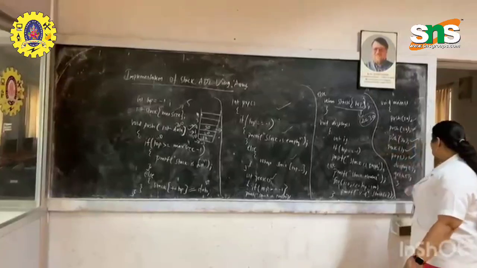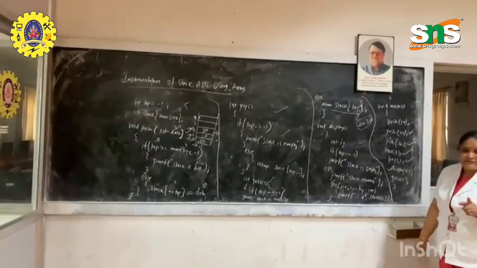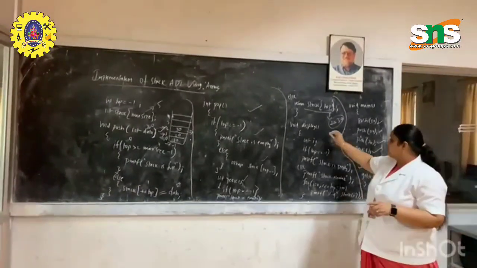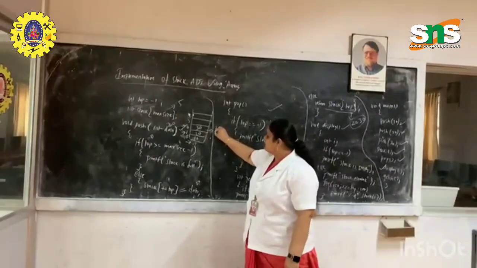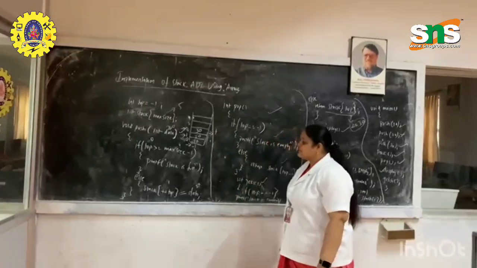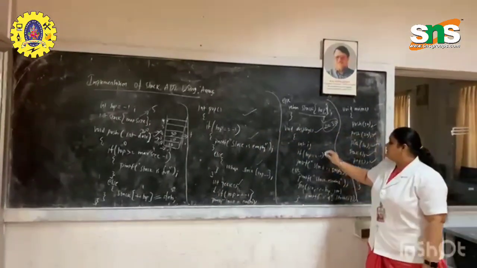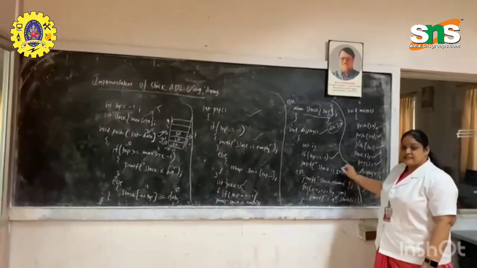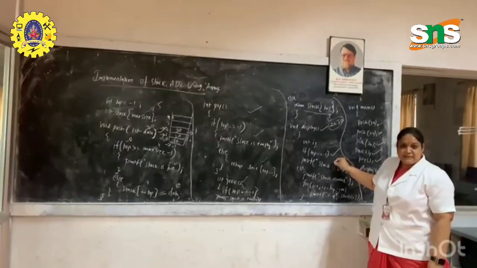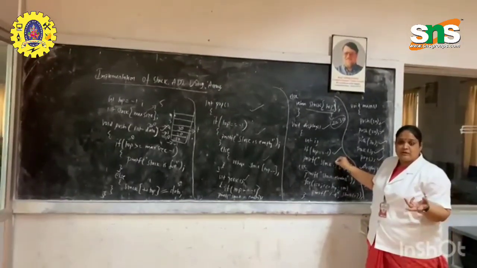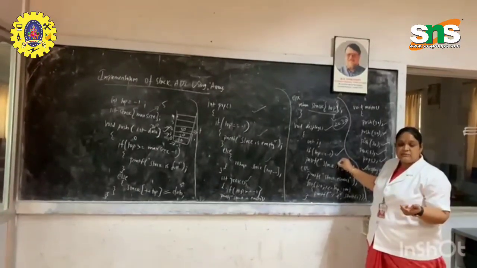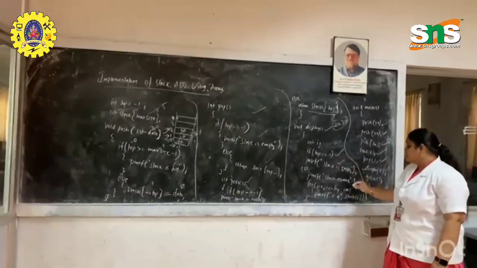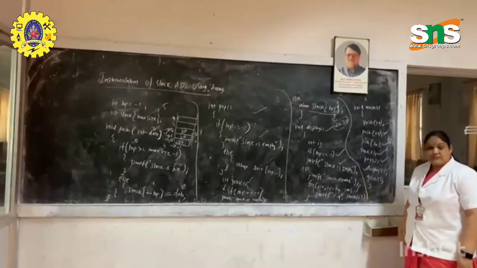The next thing is display. Only one element we have deleted, so 30 got deleted, and the remaining elements in the stack are 10 and 20. I'm first checking whether my stack is empty. If the stack is empty, there is no need to display anything; it will just give the message that the stack is empty. Otherwise it will move directly to the next step.